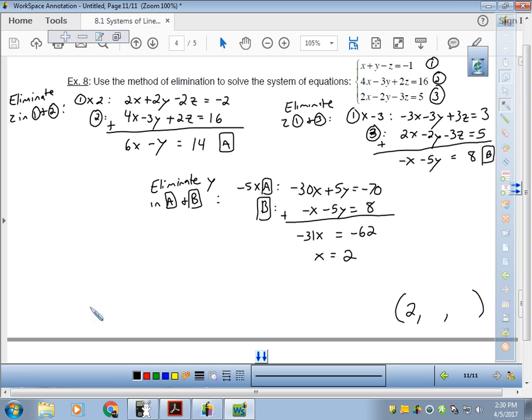Well, I'm going to take this and substitute it back into A. So I'm plugging x equals 2 into A. So I'm going to have 6 times 2 minus y equals 14. So 6 times 2 is 12 minus y equals 14. Move the 12 over, negative y equals 14 minus 12, which is 2. Divide by negative, so y equals negative 2.